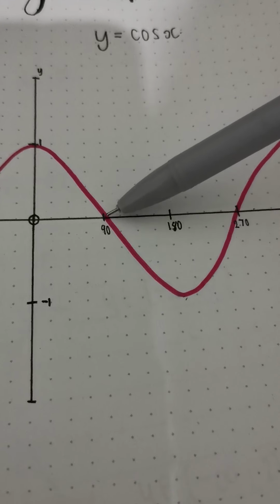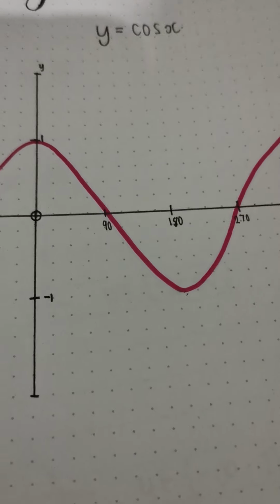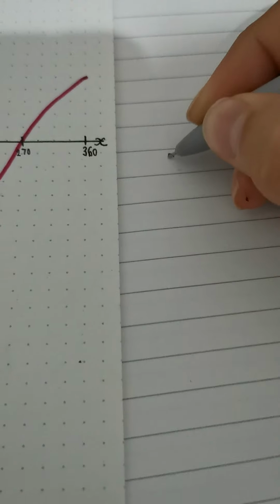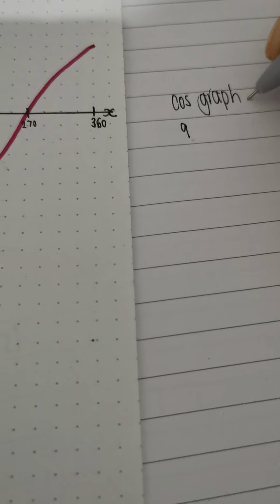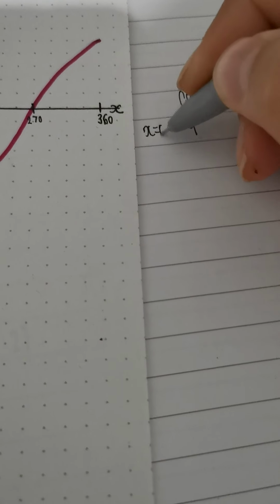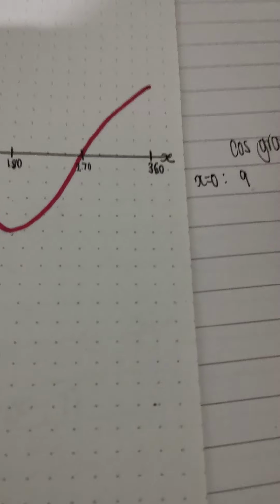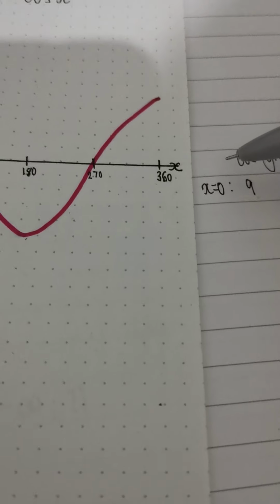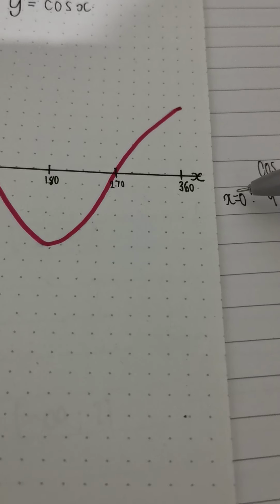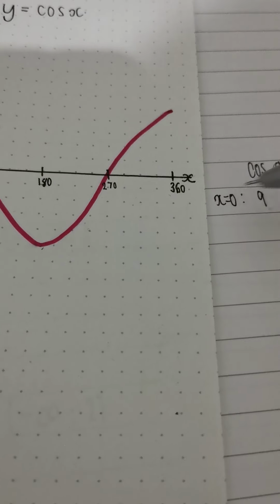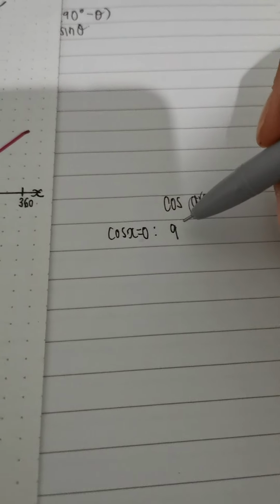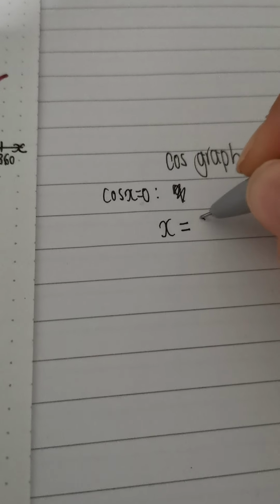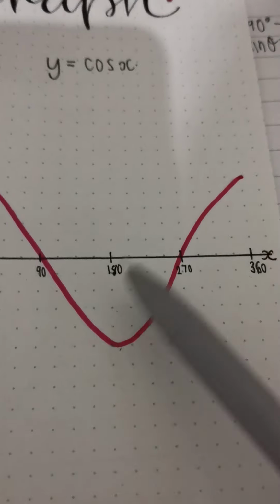The very first value that it's starting at is at 90 degrees. Let me jot that down over here. So cos graph where y is equal to 0. That's what we're basically looking for, right? Think of this as your reference, this is coming towards your reference angle when we solve. Cos x equals 0. Where does this happen? It's where x is equal to 90 degrees. That's the first place that it happens.